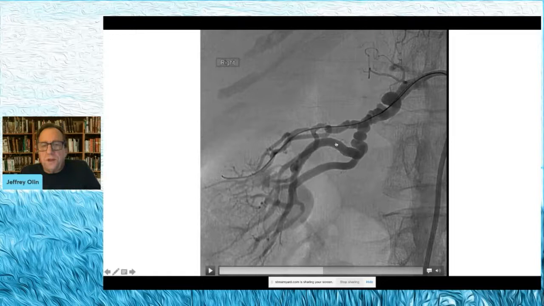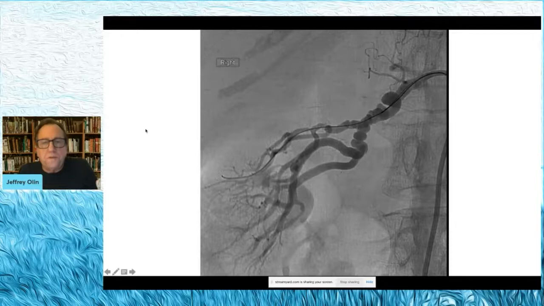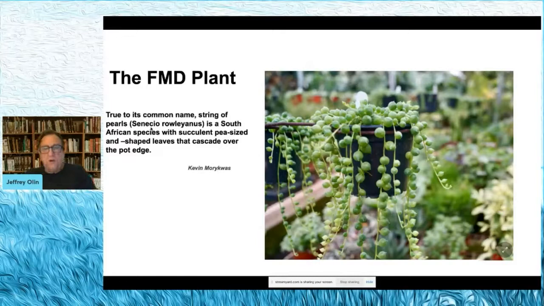So this is the most common type of fibromuscular dysplasia, the multifocal type. Now, I don't know how many of you know this, but there's actually a plant called the FMD plant. You can see, true to its common name, the string of pearls, a South African species with succulent pea-shaped leaves that cascade over the pot edge. I thought this was kind of nice to see a plant model of fibromuscular dysplasia.